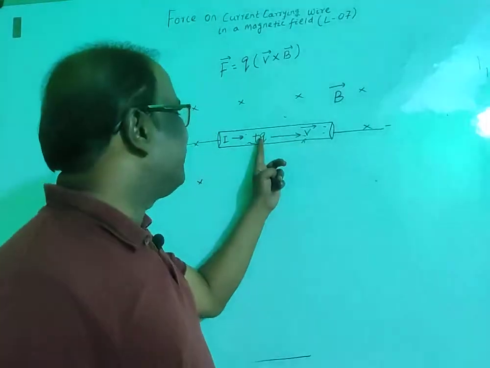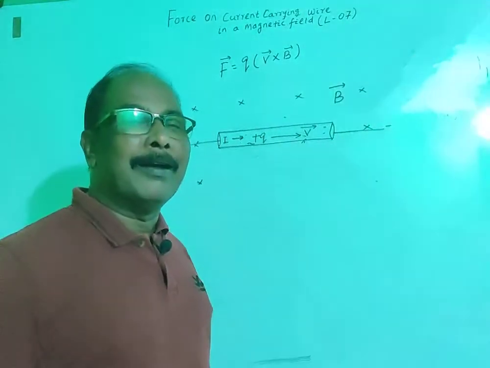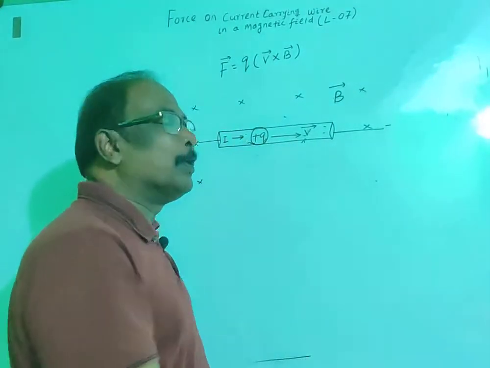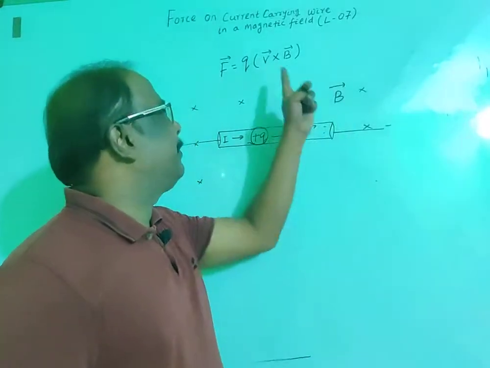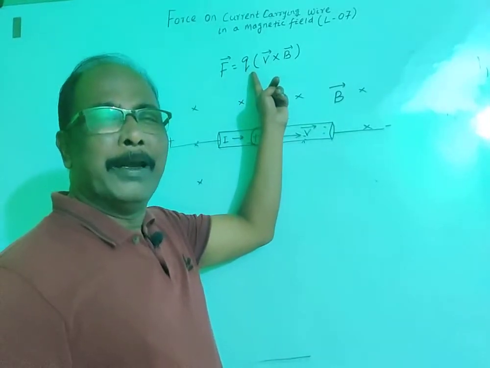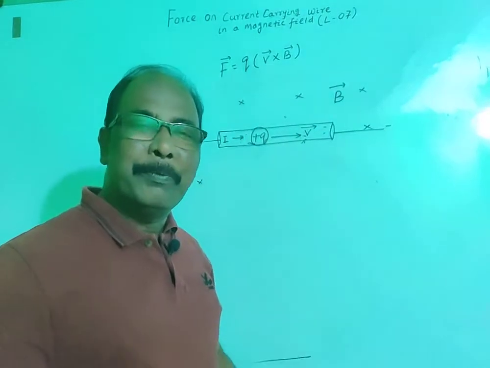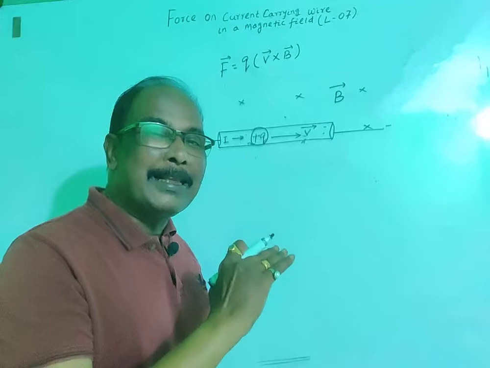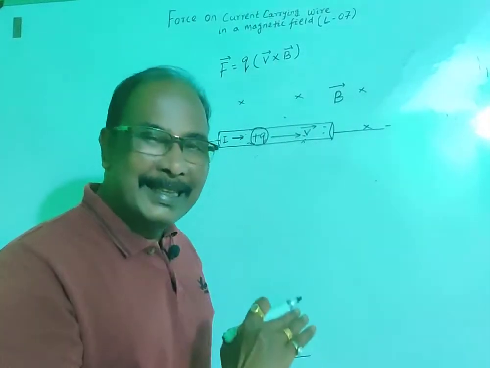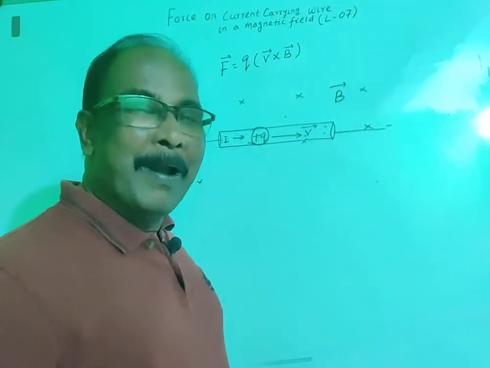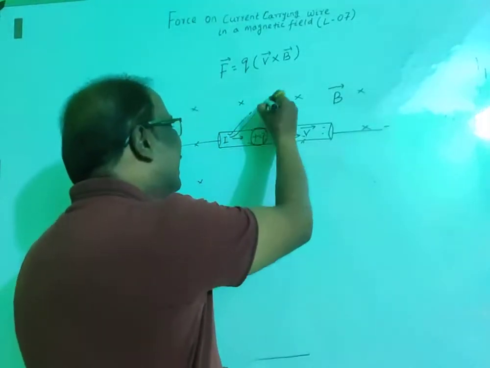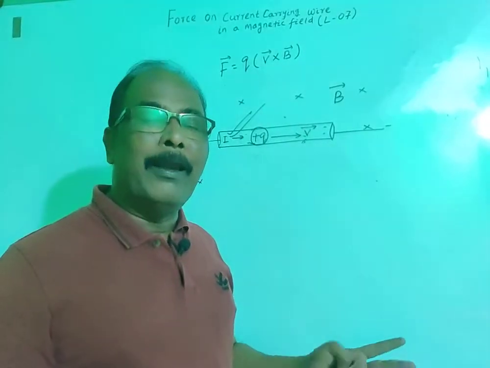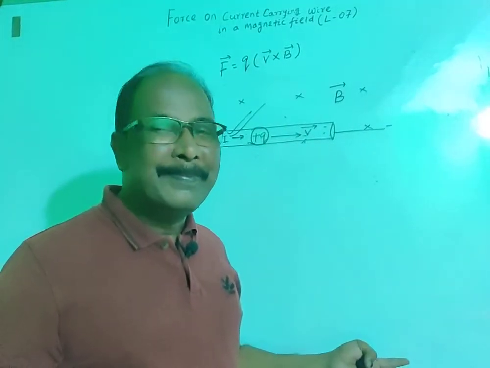Let's consider a positive charge moving inside the conductor, meaning current is flowing in the conductor. Let's consider the flow of this positive charge. As we have discussed, if a charge moves in a magnetic field, then it experiences a force. Thus it implies that flow of charge is current. Thus it implies that if a current carrying conductor is placed in a magnetic field, then it experiences a force.